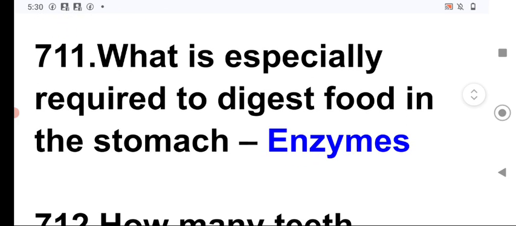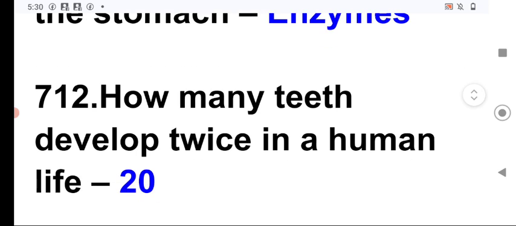Next question. What is especially required to digest food in the stomach? These are the enzymes which are required to digest food in the stomach, and enzymes are biocatalysts. Enzymes are proteins which help in digestion.